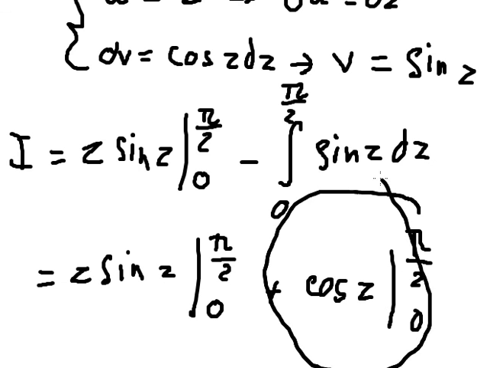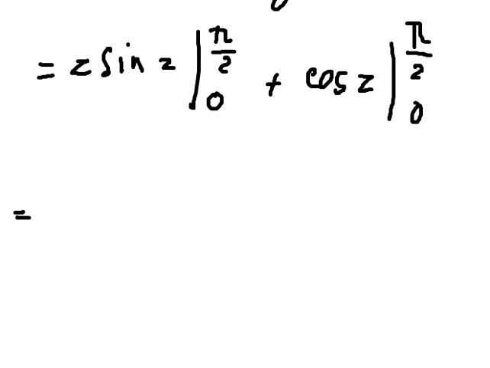Similar for the second one. So this one we have b over 2. This one we have negative number 1.